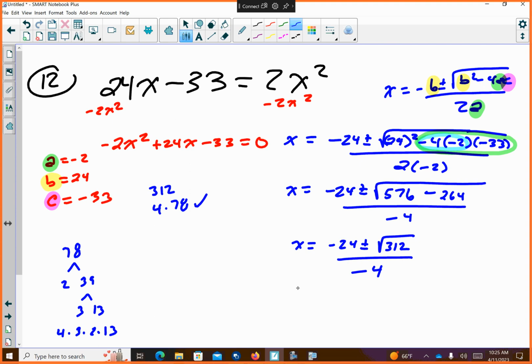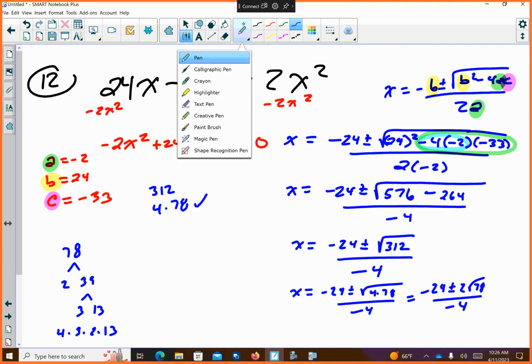So I'm going to break 312 down to 4 times 78. And the square root of 4 is what? 2. All right, so I get to this point, and I'm looking pretty good.